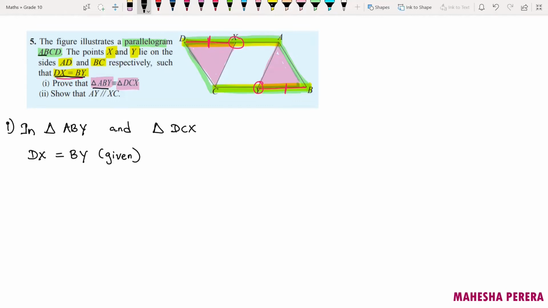Since ABCD is a parallelogram, we can say that this angle and this angle are definitely equal. Why? Opposite angles of a parallelogram are equal.